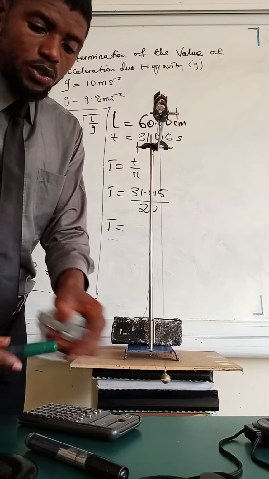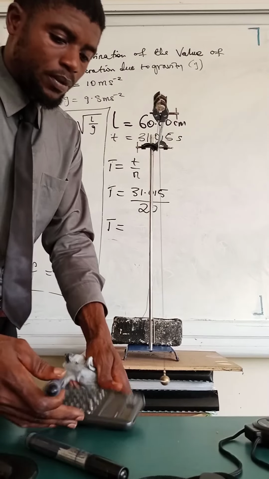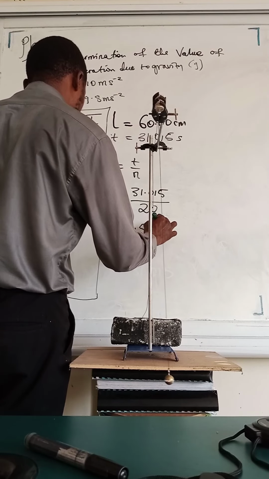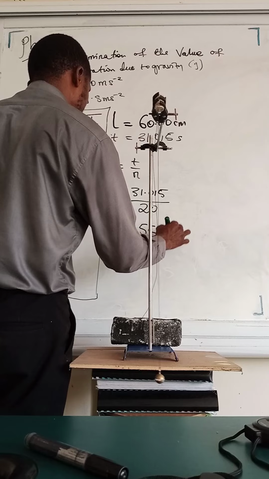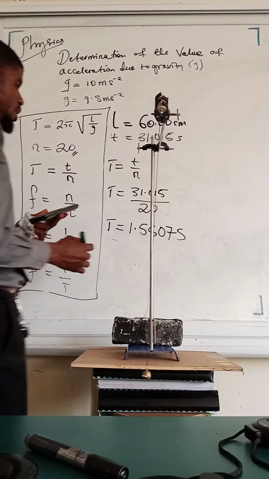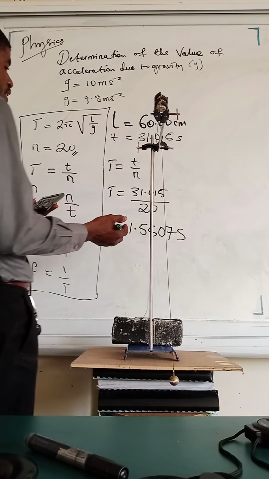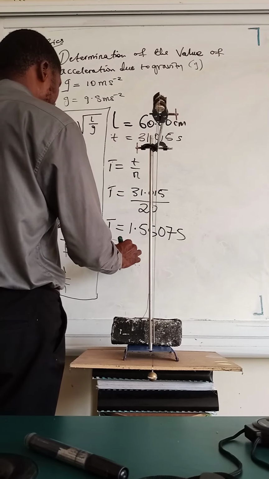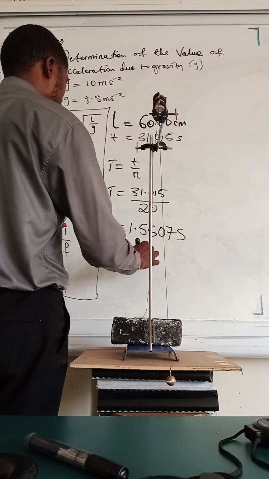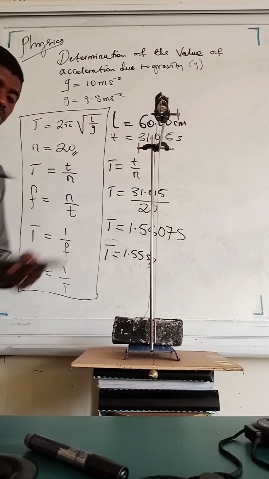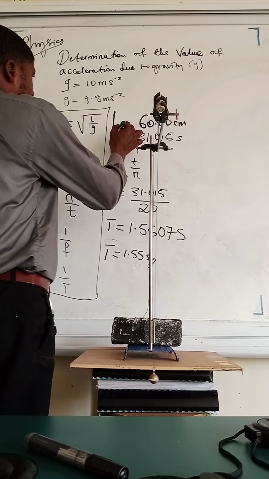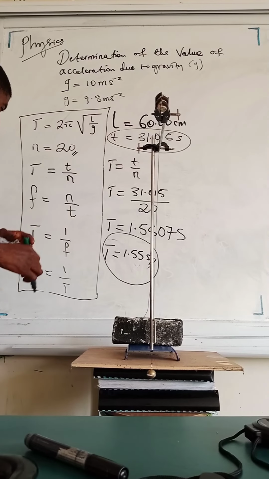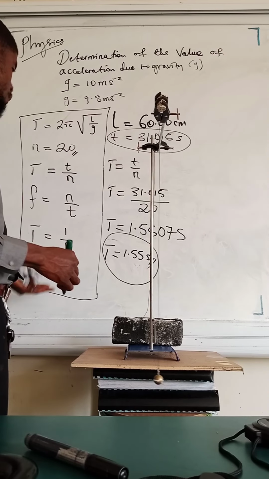Our period for 20 complete oscillations is given as T equals 1.55075. Let's leave it to 2 dp. So our T is approximately 1.55 seconds. You see that? This is your small t and this is your period. So from here you can equally find your frequency.